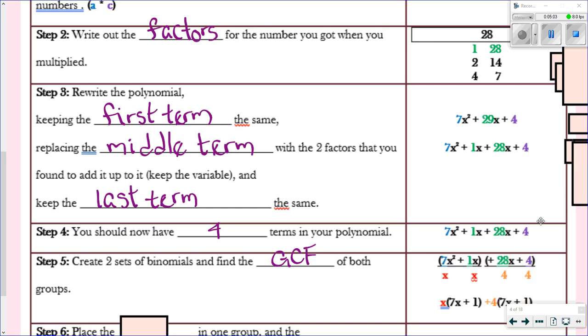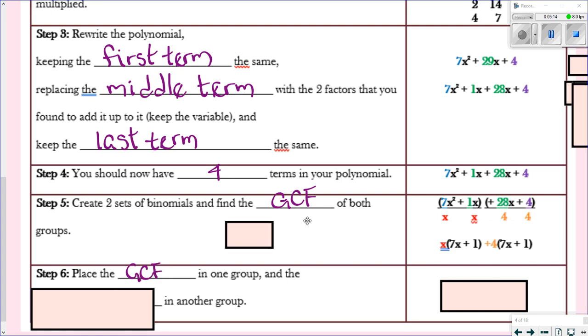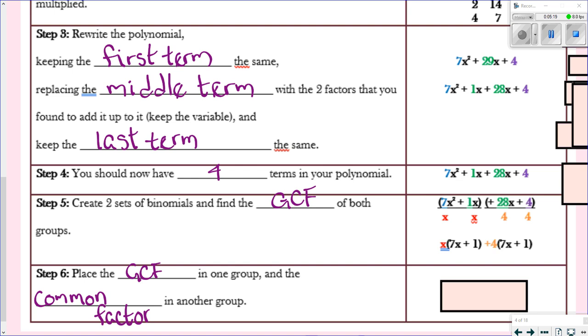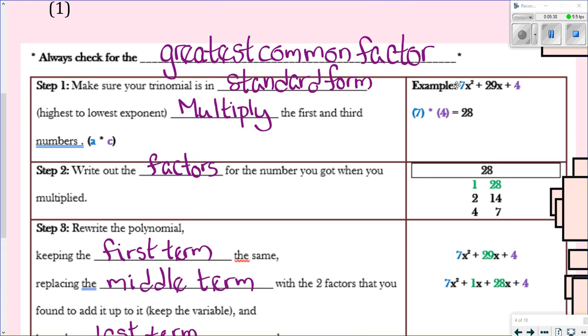So with this one, broken into two, found the GCF for the first group, found the GCF for the second group, and then from there, you place the GCF into one group, and then you place the common factors in another group. So notice that inside the parentheses, it's the same expression. So that's going to be its own group, and then the GCF are in their own group, the second group. And there you go. You have your two factors that will give you what we started off with at the beginning, which was 7x squared plus 29x plus 4.